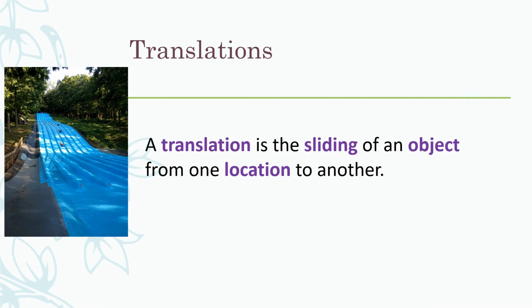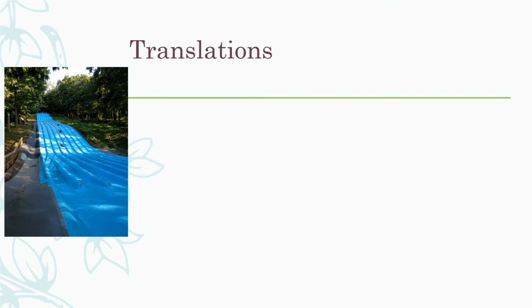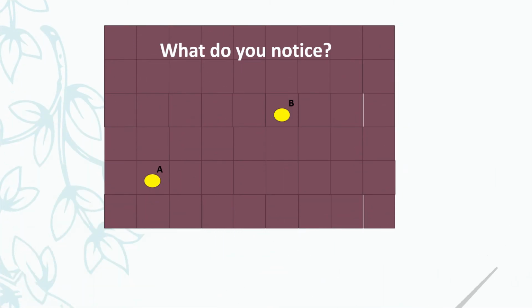Now there are several types of transformations, and we need to be able to distinguish the translation from other transformations. So there are some important features I want to go through with you all, so you'll be able to distinguish the translation from all other transformations. Now let's take a look again at the purple grid with the 2 points A and B. We said that A is translated to point B, but can you tell what remains the same in this particular image? If you look carefully, you'll notice that there are certain features which remain the same.